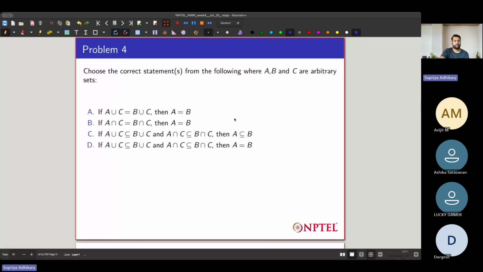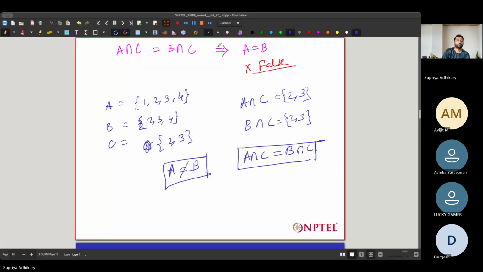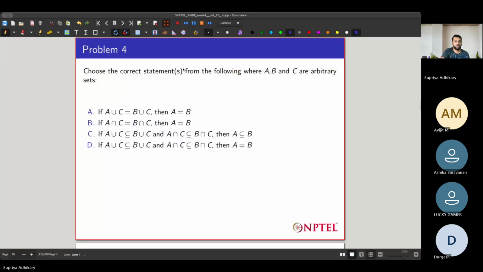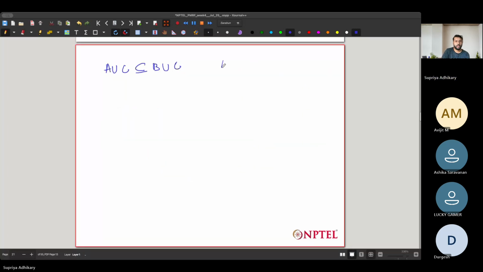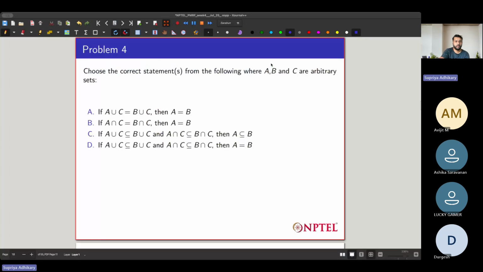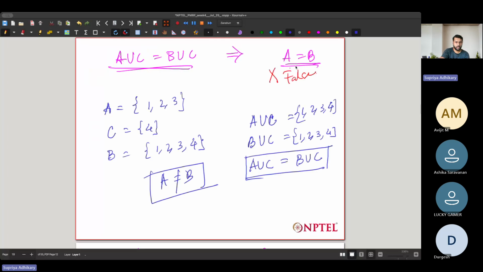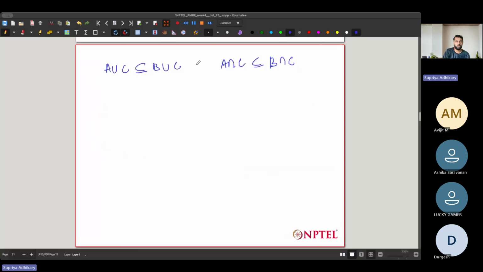In the third statement, we are given that A union C is a subset of B union C, and A intersection C is a subset of B intersection C. Then both of them imply that A is a subset of B. So this is what we have to prove.